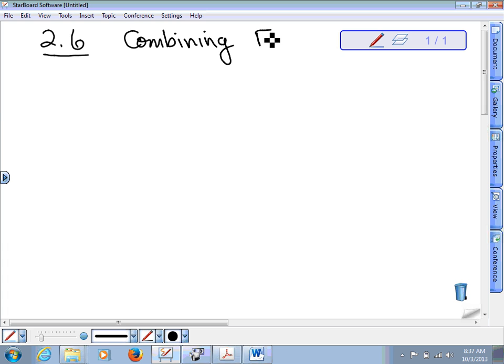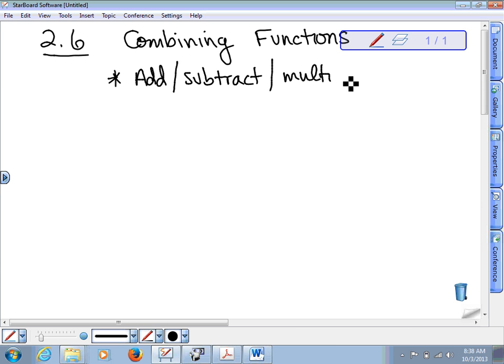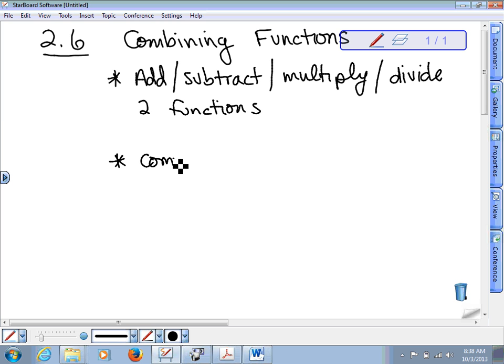This is titled Combining Functions. We're going to add, subtract, multiply, and divide two functions. Then we have to talk about the composition of two functions.